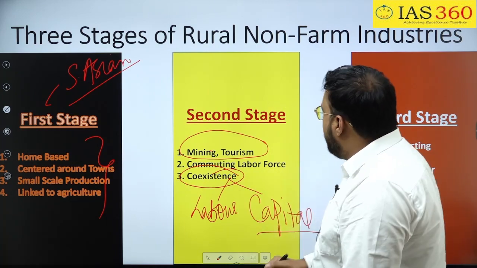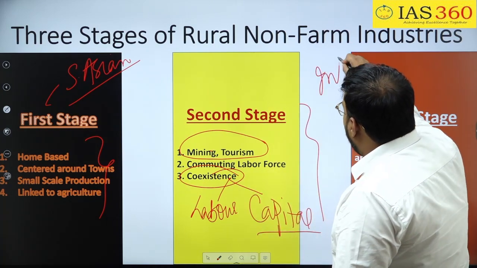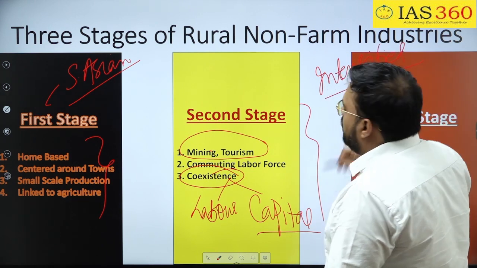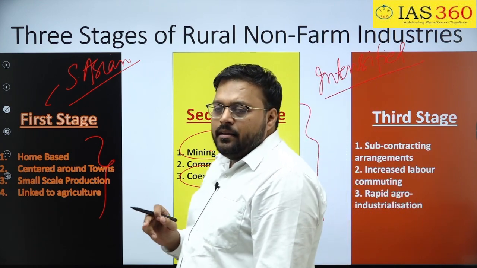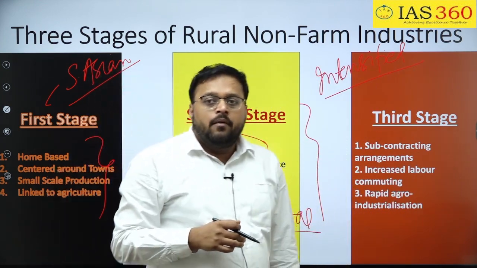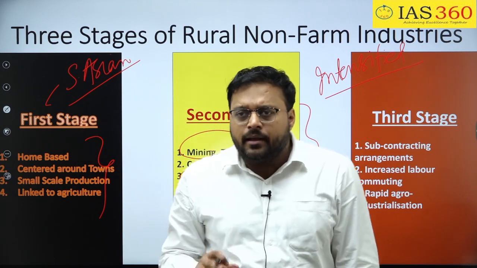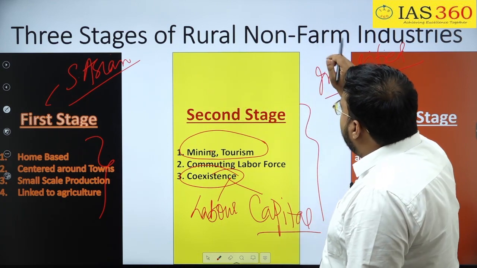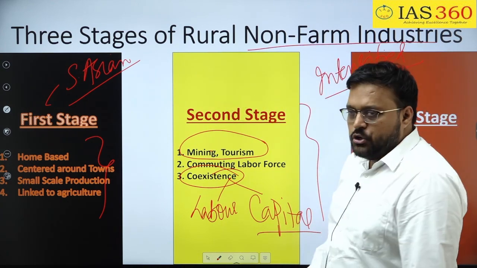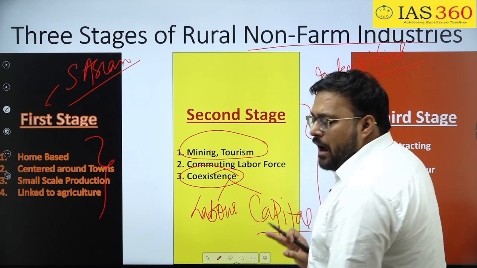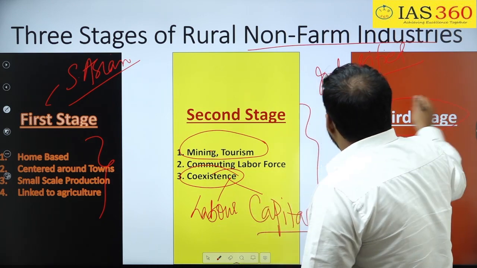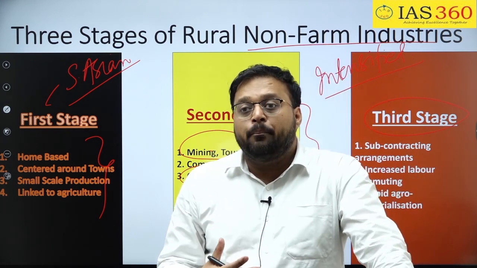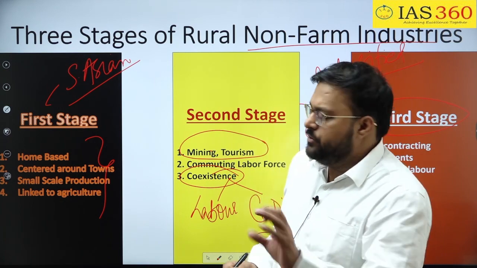And in the third stage, everything will be intensified, in terms of products, backward and forward linkages, and marketing reform. Each and every thing is intensified in the third stage. So there are three stages of the rural non-farm industry. In this way they grow, and once they achieve the third stage, you can say that we have utilized the potential of the rural industries.